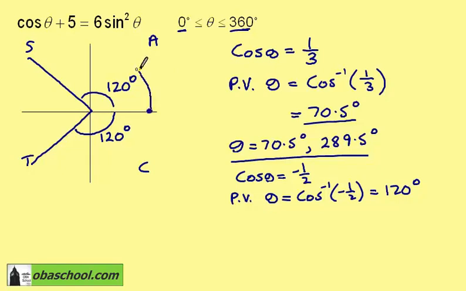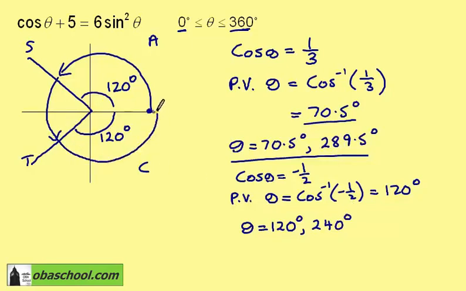Between 0 and 360, we pick up our first solution at 120 degrees, and our second solution just here, 120 before 360, which is 240 degrees. We meet no more solutions on the way to 360, so we've found 4 solutions to the given equation in the range from 0 to 360.